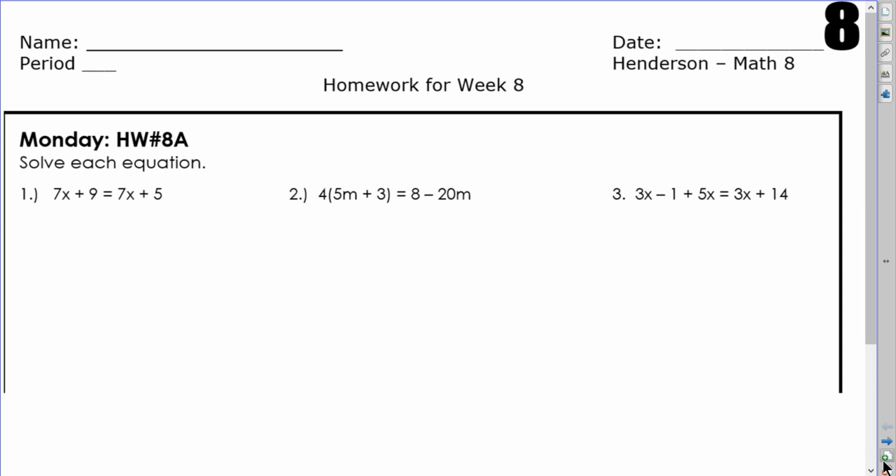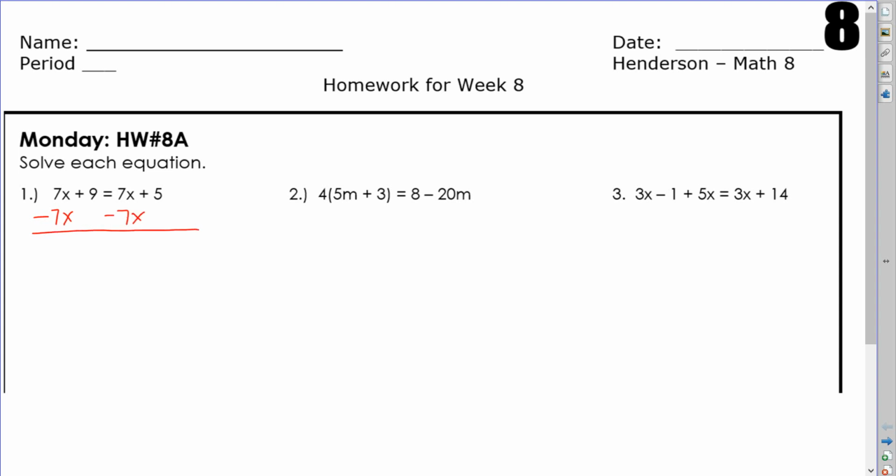In this tutorial, I will show you how to complete the questions that are similar to homework number 8. So the directions say to solve each equation, which means to isolate the variable or get it by itself. In question number 1, I have a variable on both sides, so I need to use an inverse operation to combine them. So I'm going to subtract 7x from the left and 7x from the right.